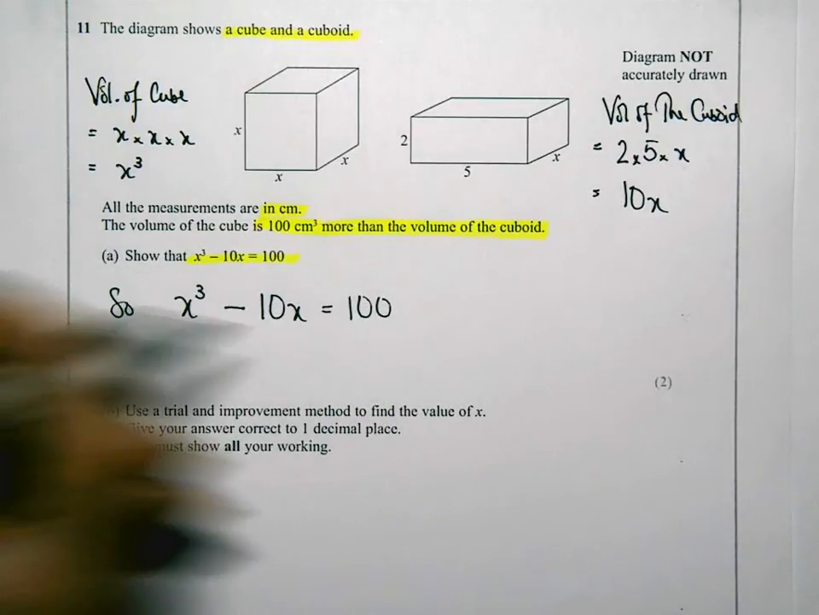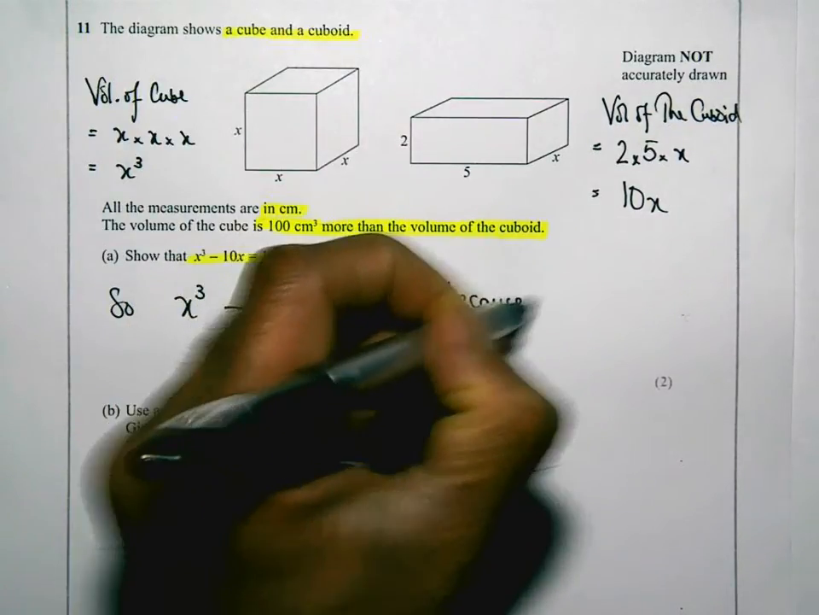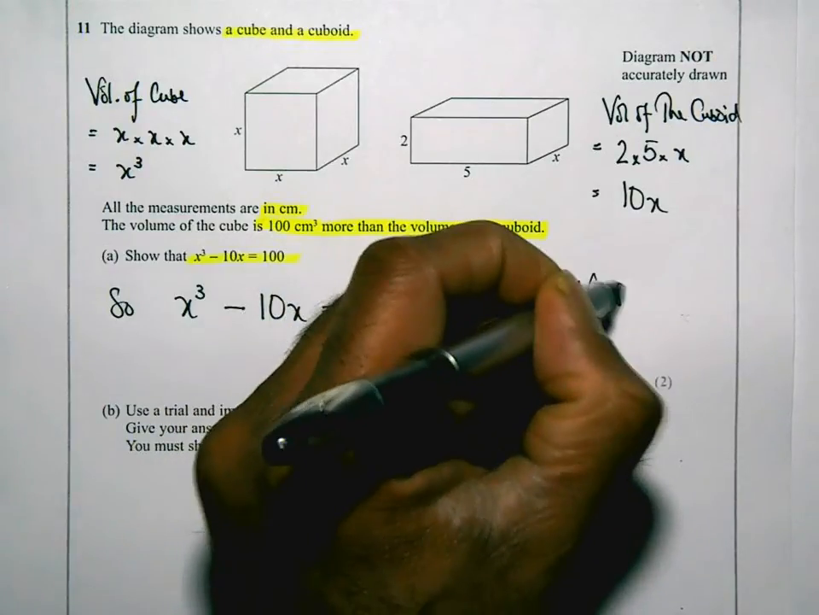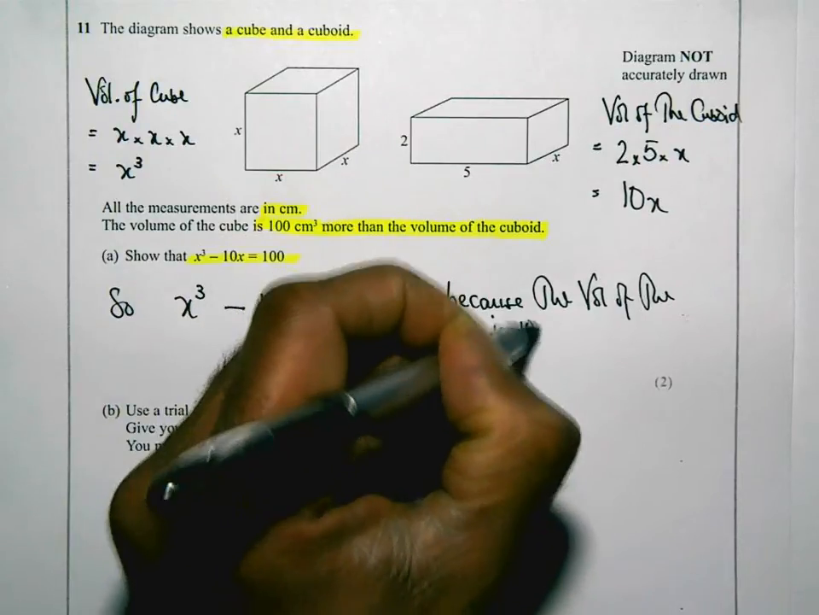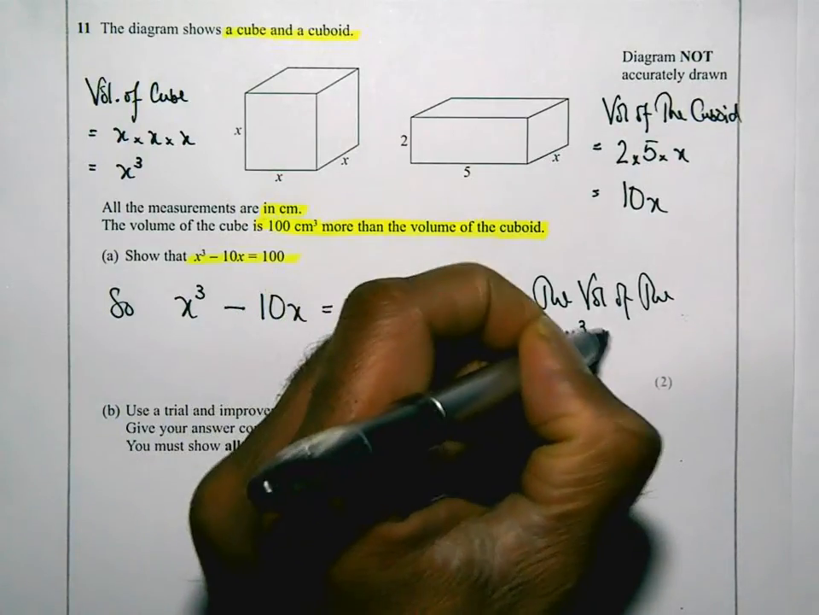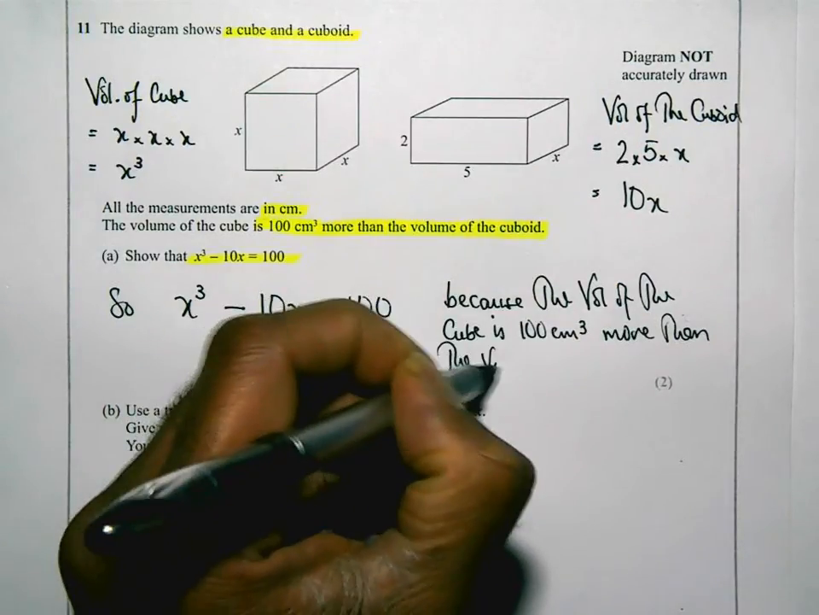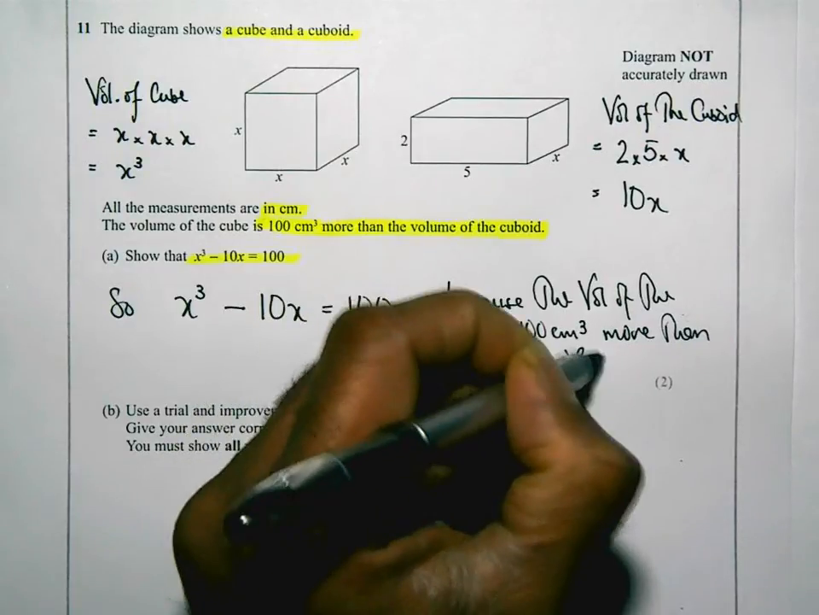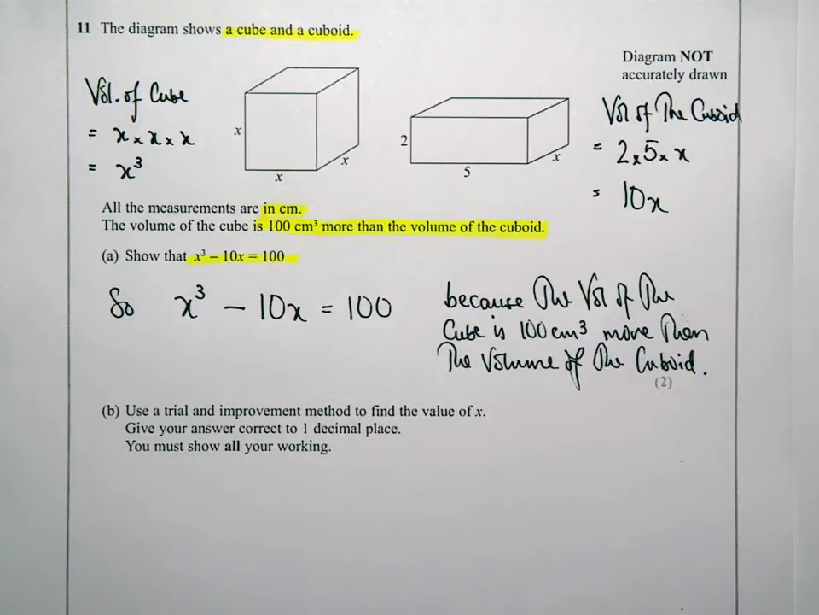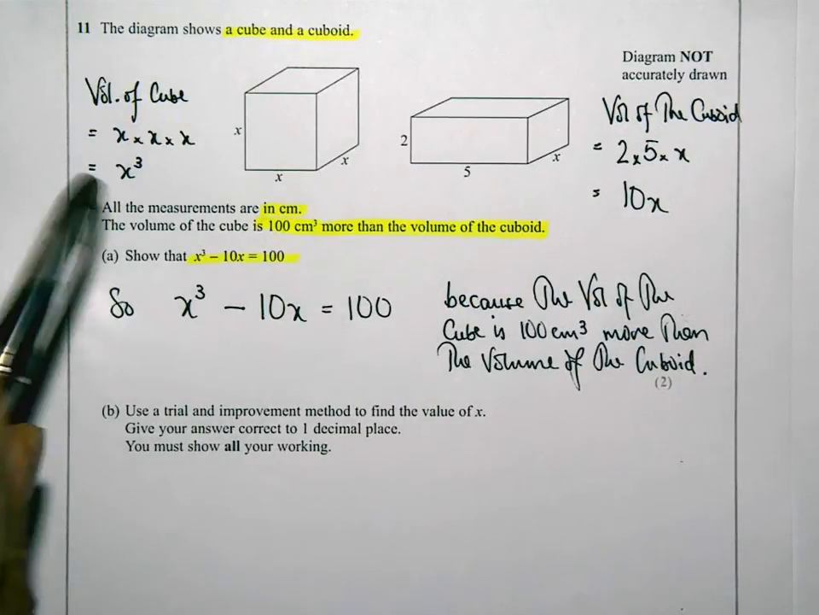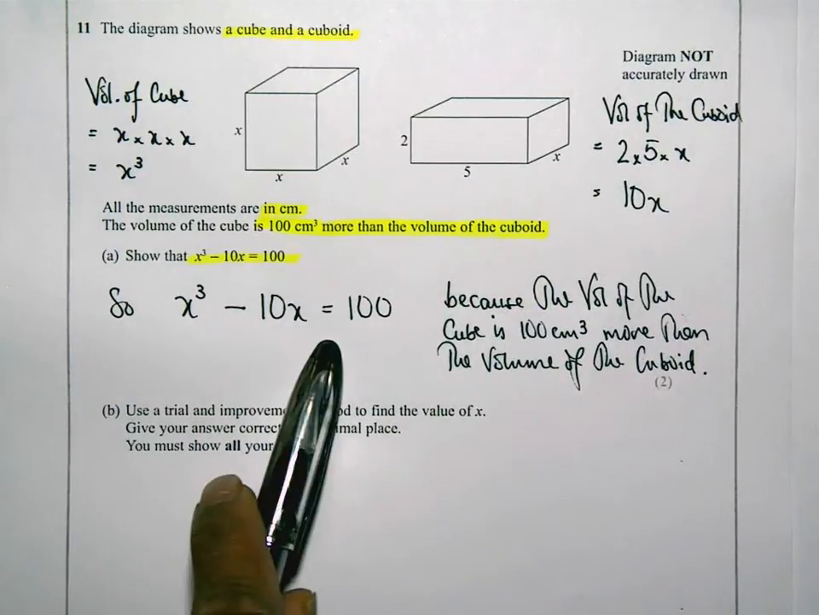I'm going to put a reason as well, because the volume of the cube is 100 centimeter cubed more than the volume of the cuboid. Now, I don't think you need to put that explanation here. I think you're going to get those 2 marks for working out these 2 volumes and then showing that if you take away one from the other, you're going to get 100.